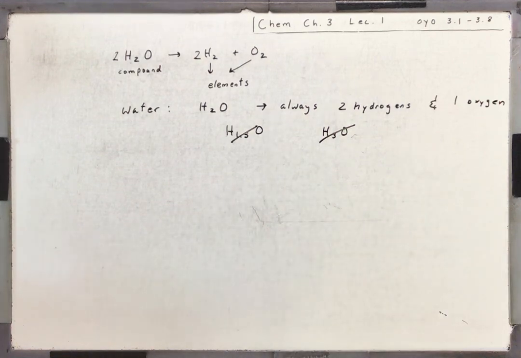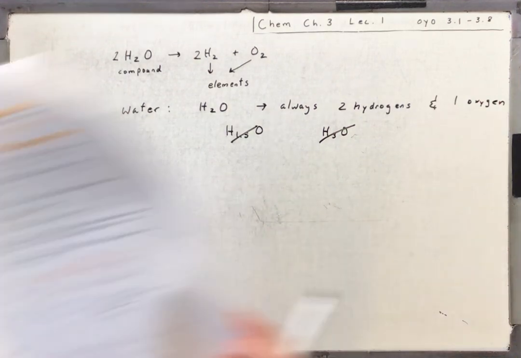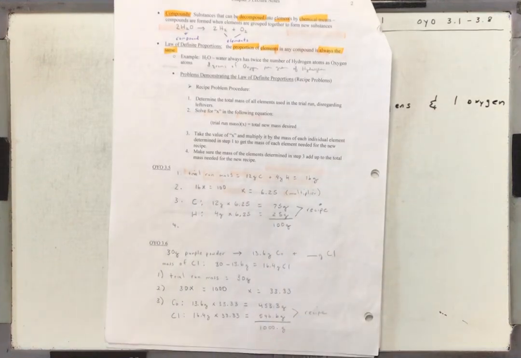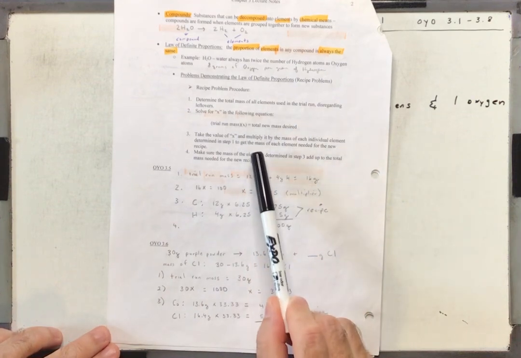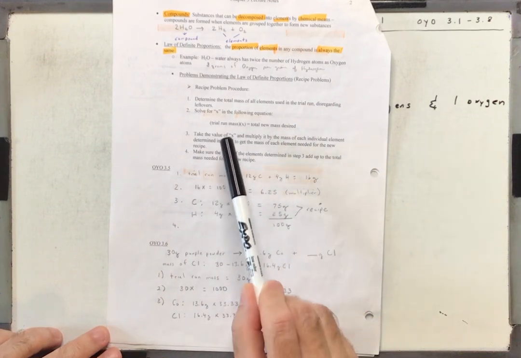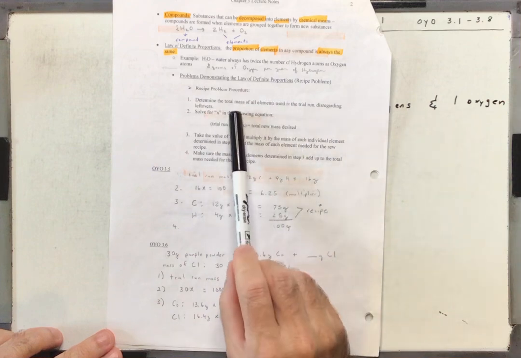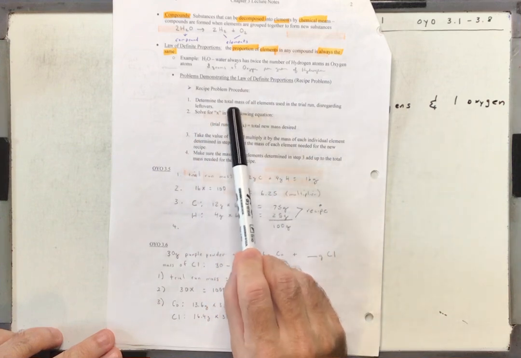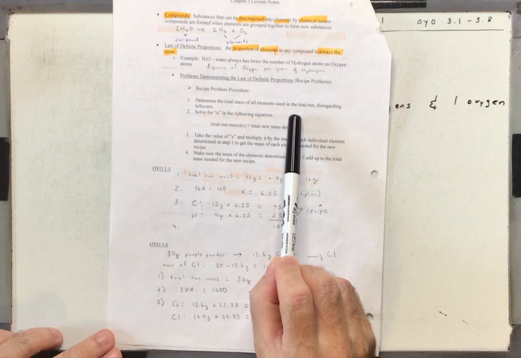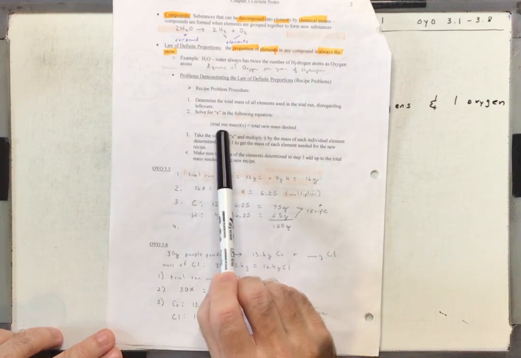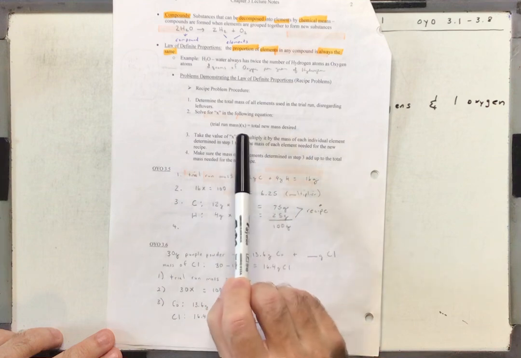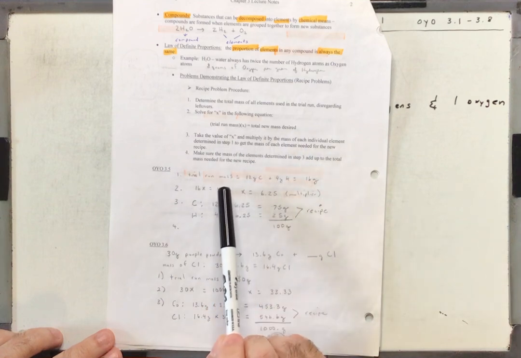Now, we can demonstrate the law of definite proportions through what I would call a recipe problem. And you'll need to memorize this procedure, okay? If you get a recipe problem, we're going to determine the total mass of all the elements used in a trial run and disregard leftovers. We're going to solve for x in this equation. Trial run mass times x equals the total new mass desired.